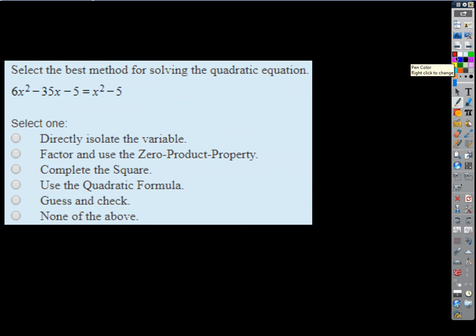Standard form. So I'm going to subtract x squared from both sides. I'm going to add 5 to both sides. And if I do that stuff, I end up with 5x squared minus 35x. Those cancel, those cancel, those cancel, equals 0. That looks a little weird. What about that one? We didn't talk about one like that. These are the easiest kind.